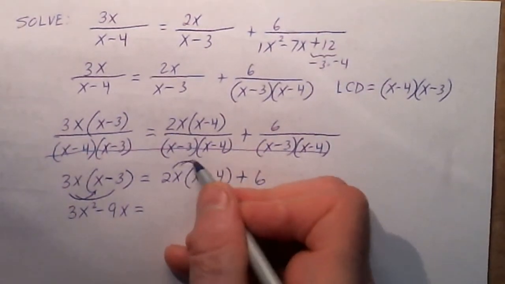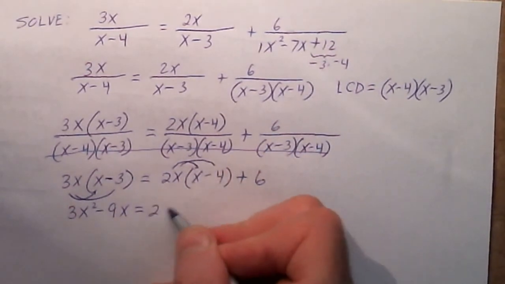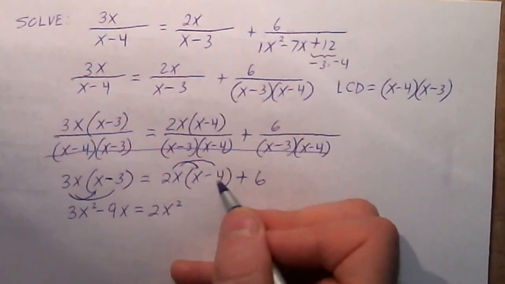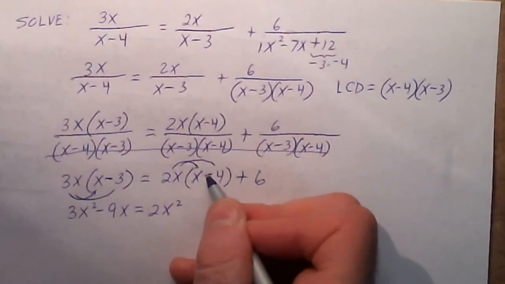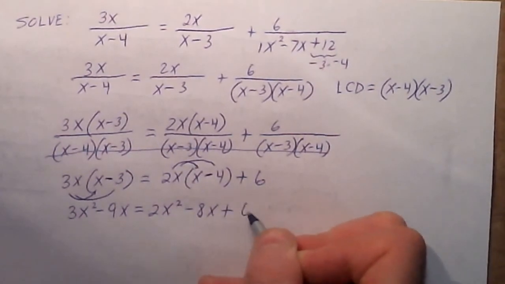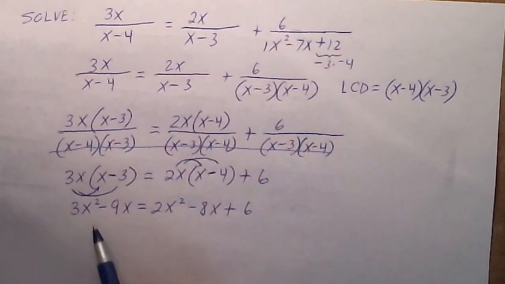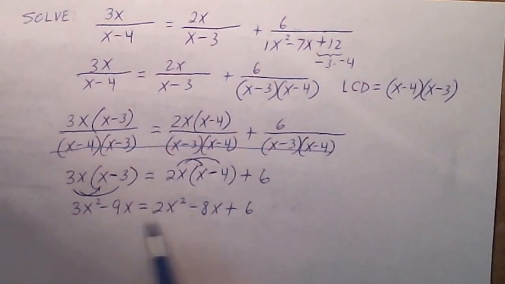2x gets distributed into both these terms here. 2x multiplied by x is 2x squared. 2x multiplied by a negative 4 would be a minus 8x plus the 6. Okay, ladies and gentlemen, now we have what's called a quadratic or second degree polynomial equation to solve.